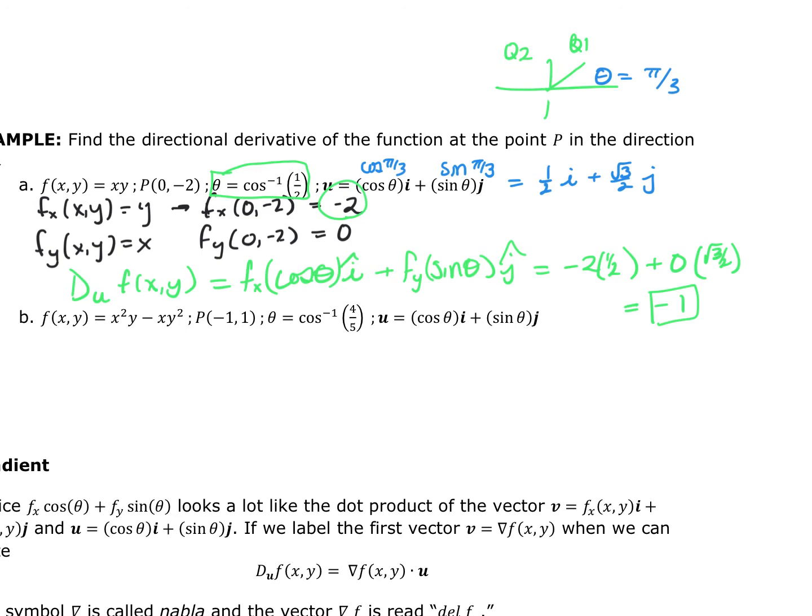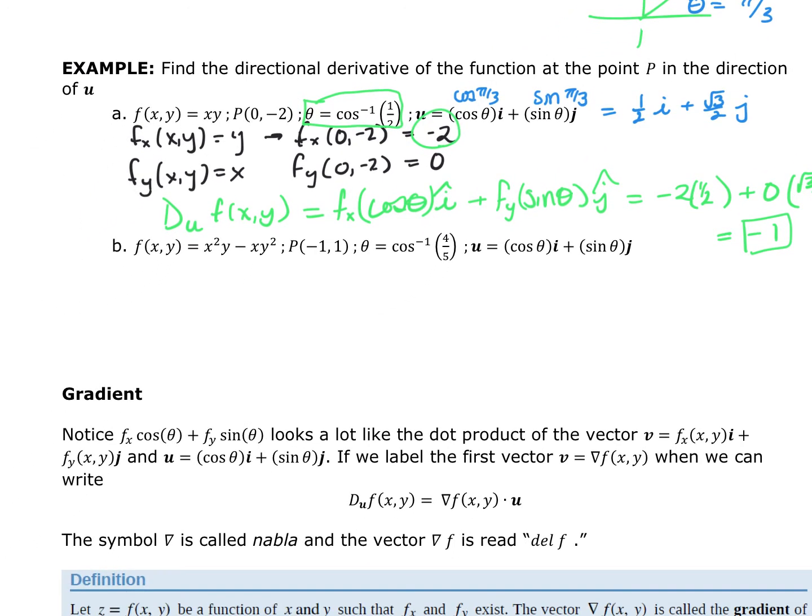Now let's go ahead and do the second one here, where I don't know what my angle is. So for this one, I'm going to do my usual stuff, but I know that my u is going to be the cosine of my angle in the i direction. The cosine of my angle is 4/5. So how do I find the replacement for the sine of my angle in the j direction? Well, I go back to the way that we define our sine and cosine in terms of x, y, r.